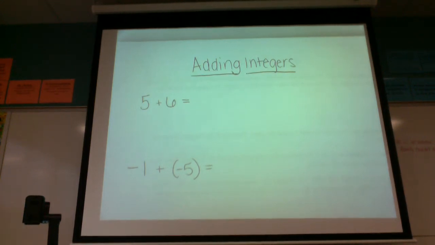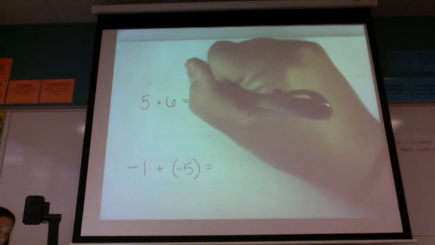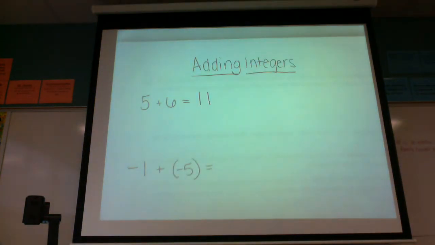Continuing on with our integers discussion, today we're going to talk about adding integers. And that can be as simple as, remember, an integer is just a positive or negative whole number. So that could be as simple as 5 plus 6. They're both positive numbers. 5 plus 6 is going to be 11. Okay? Now we're going to get into what happens if we're adding two negative numbers together.